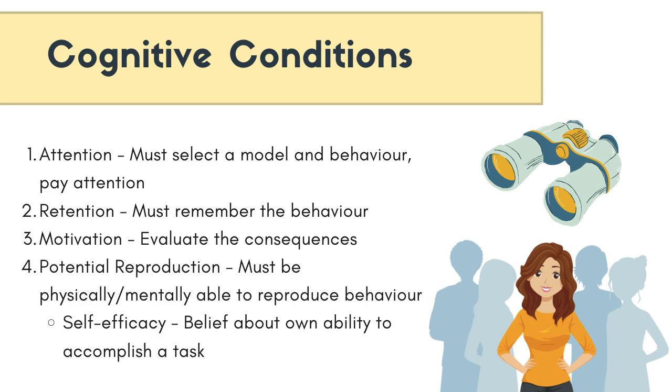Finally, there's the potential for reproduction, which is based on our evaluation of our physical and mental ability to reproduce that behavior. This is in line with the theory of reasoned action and planned behavior. We could have a positive attitude and support from our family and friends and our society, which increases our intention to engage in a specific behavior. But we may not perceive that this behavior is in our control, which would then prevent us from engaging in it.